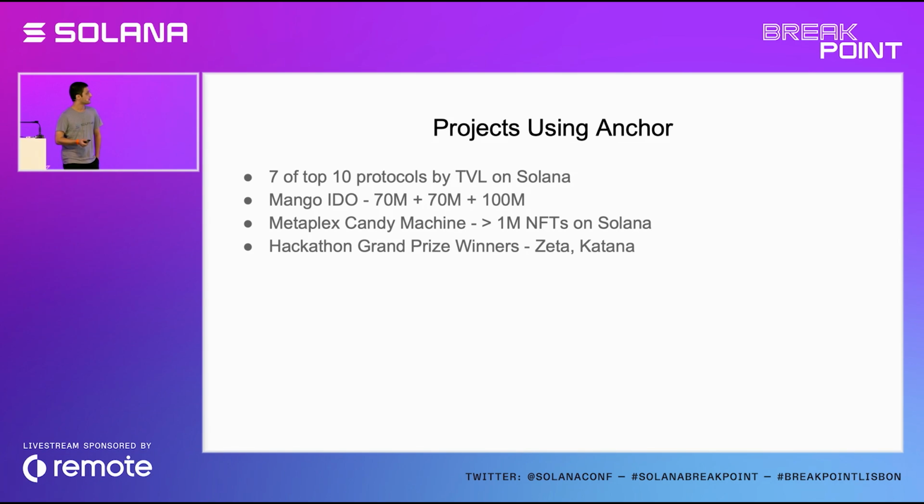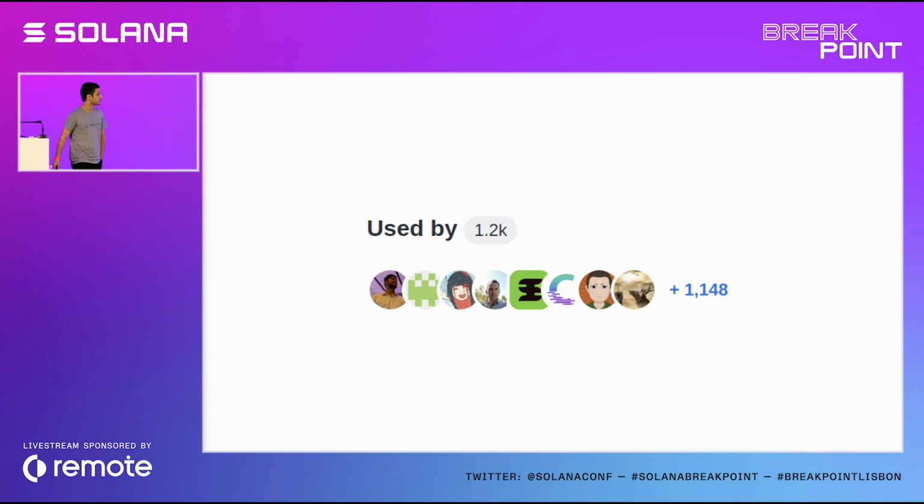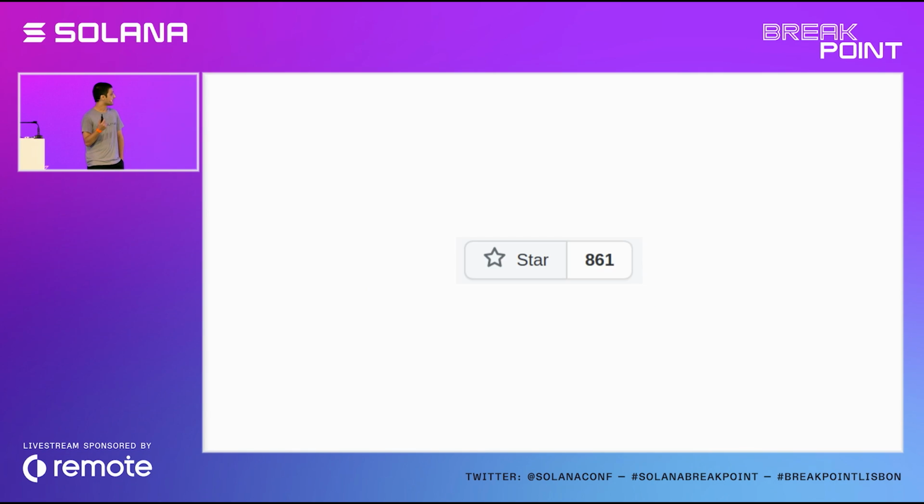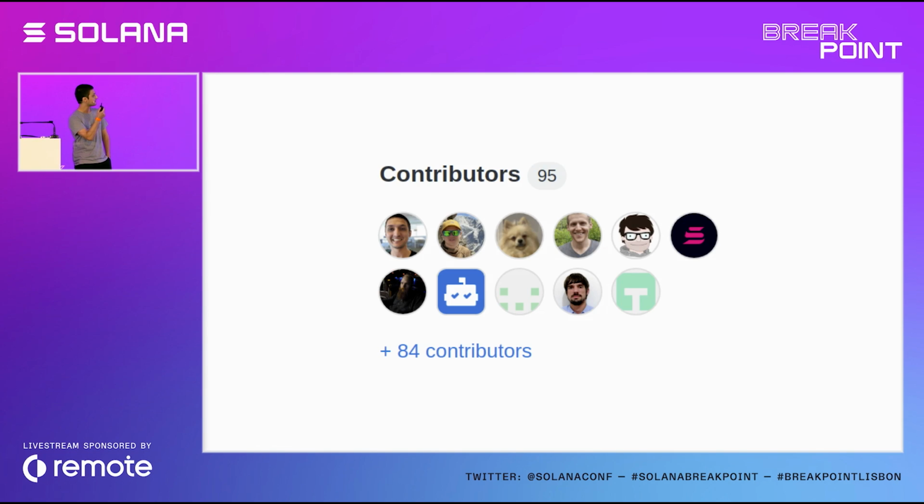And if we take a look at GitHub, we can see we have over 1,000 repositories depending on Anchor packages. We have over 800 stars and over 95 unique contributors from teams all around the world. So that's a little bit about an introduction. Let's take a look at the tools.